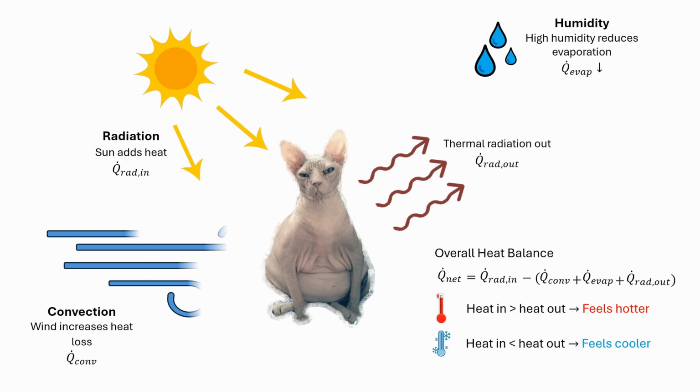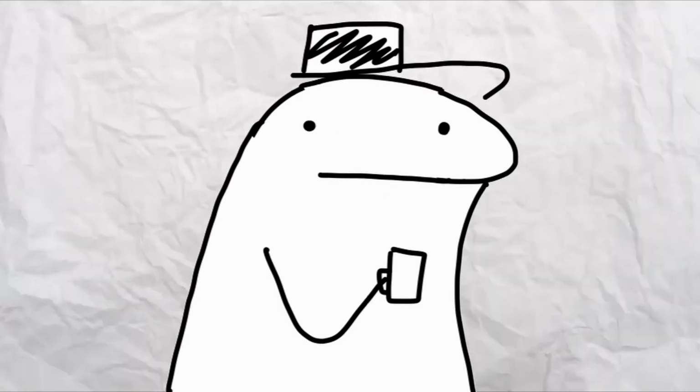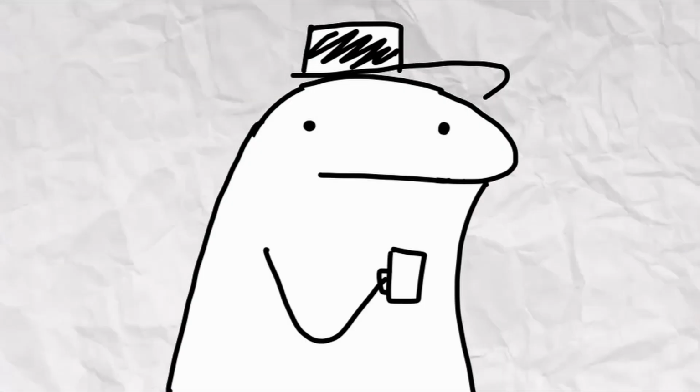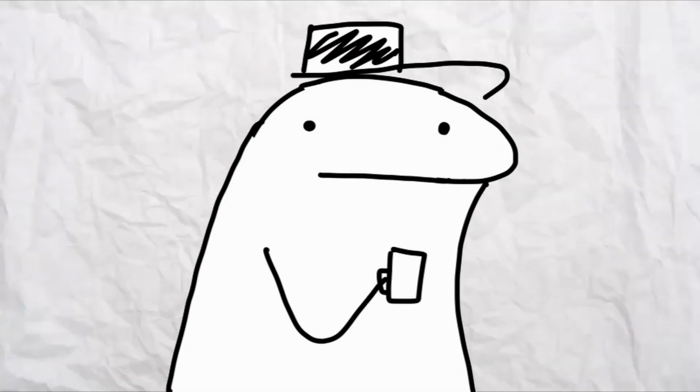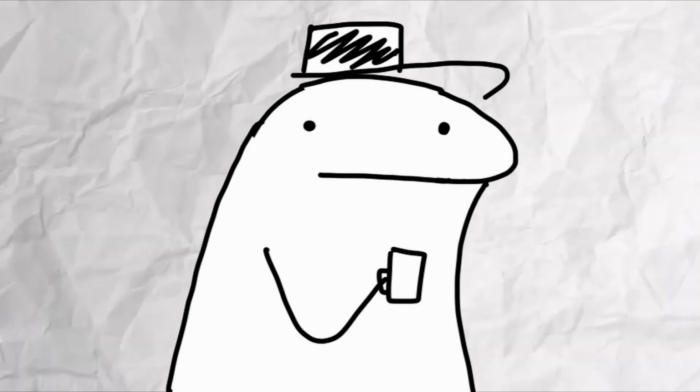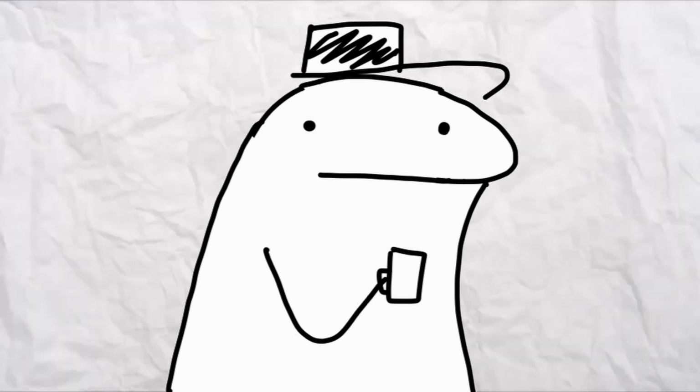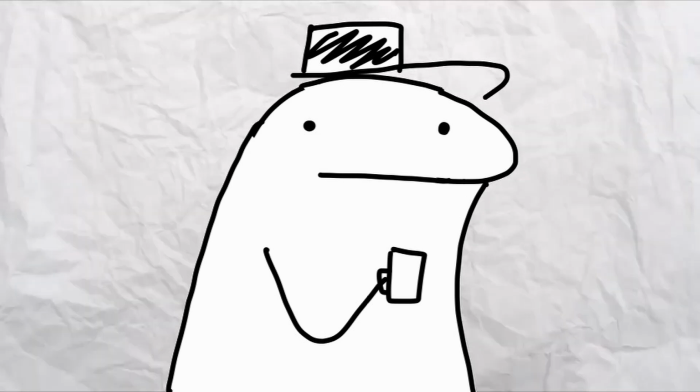If the net heat transfer is positive, heat enters faster than it leaves, so the cat heats up and feels hotter. If the net heat transfer is negative, heat leaves faster than it enters, so the cat cools down and feels cooler. All of these factors work together to change the overall heat balance, which ultimately determines the feels-like temperature. In short, the thermometer only tells you the air temperature, but what the cat feels depends entirely on heat transfer. The feels-like temperature is determined by the thermodynamic balance of heat transfer between the body and the environment.